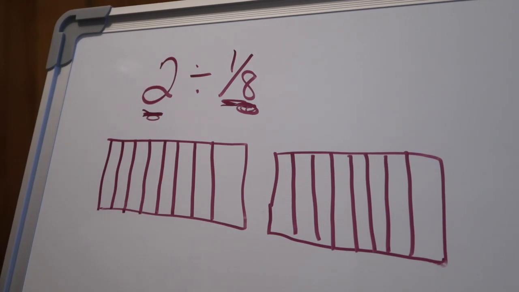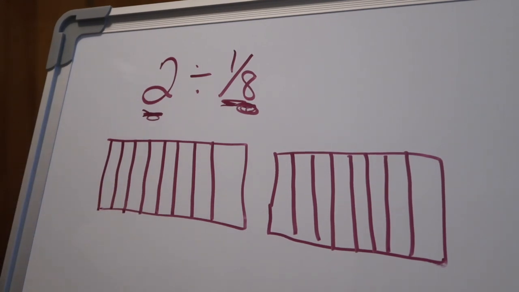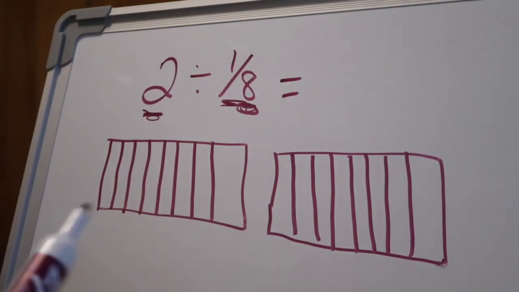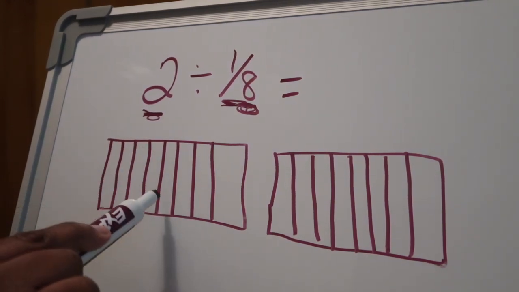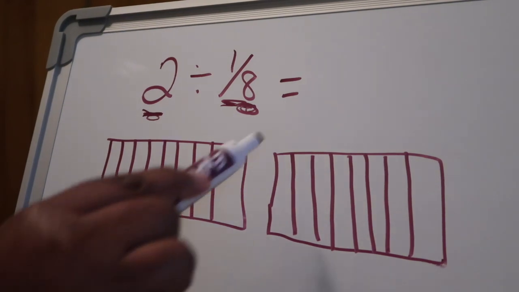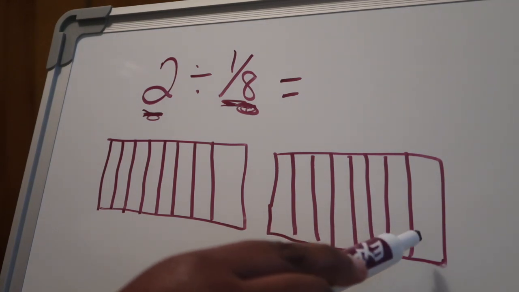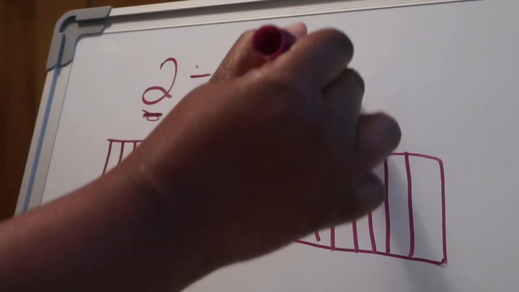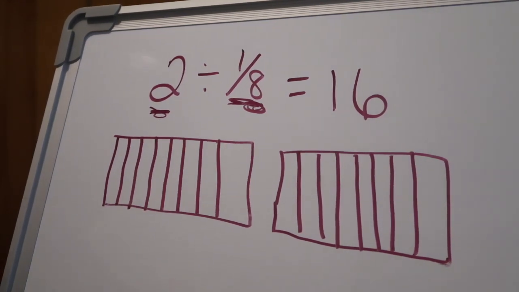Now I'm going to figure out how many 8ths I get if I have 2 rectangles. So again, we can count all the strips and see what our total number is. Count with me. 1, 2, 3, 4, 5, 6, 7, 8, 9, 10, 11, 12, 13, 14, 15, 16. So 2 divided by 1/8 equals 16. All right, I'll leave that up for a second.